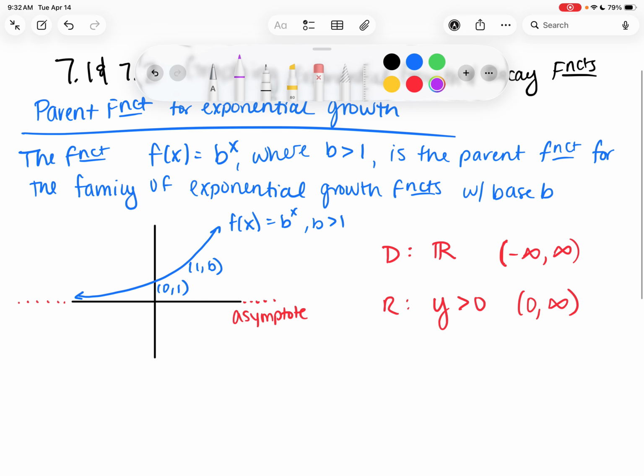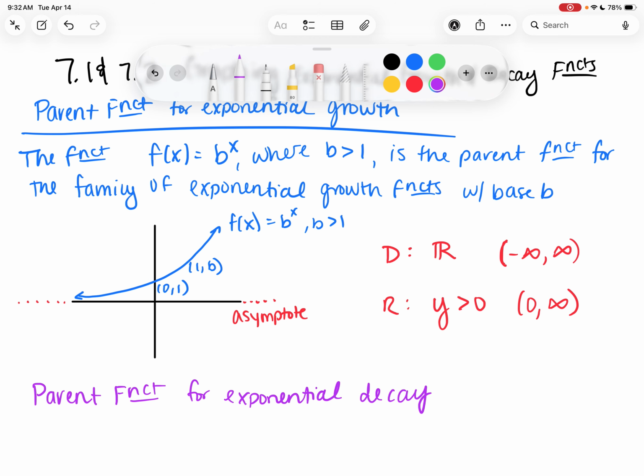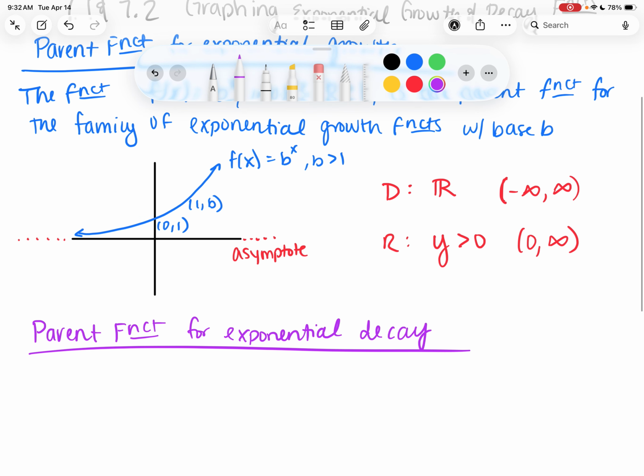All right, we're going to do the same thing but for decay, and then we'll jump into some problems from both sections on that as well. So the parent function for exponential decay. If you wanted to simplify the word exponential, you could write EXP, as long as you know what that means.